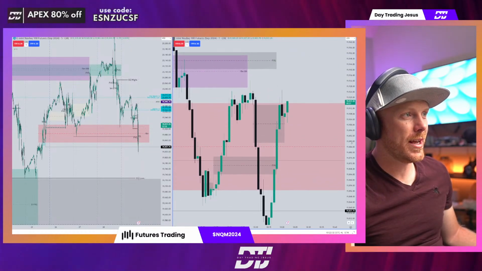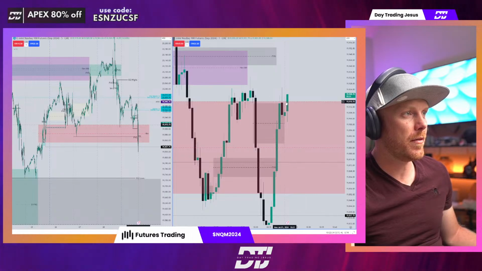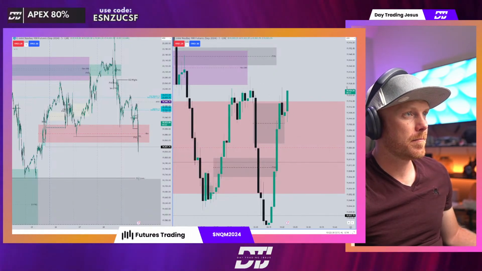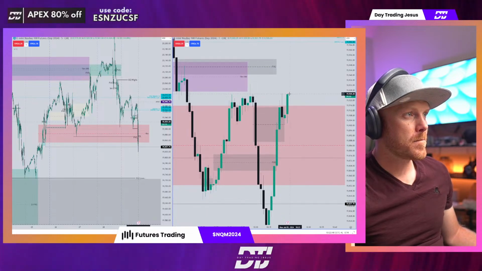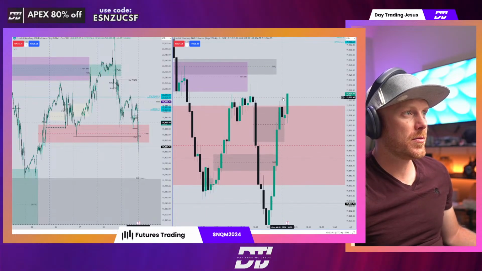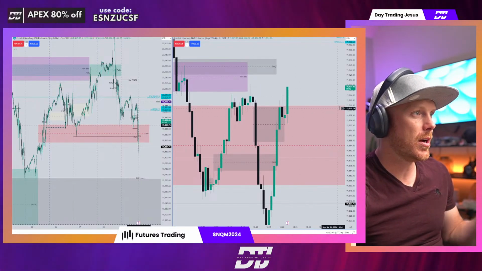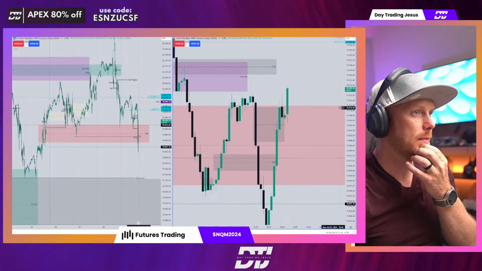Okay, so we have 28 seconds. If we close above this, I think we have a good chance of running for these highs. If it closes above this candle, or if we run above this candle, I think this idea is gonna be gone here. I think we're gonna miss it. Yeah.